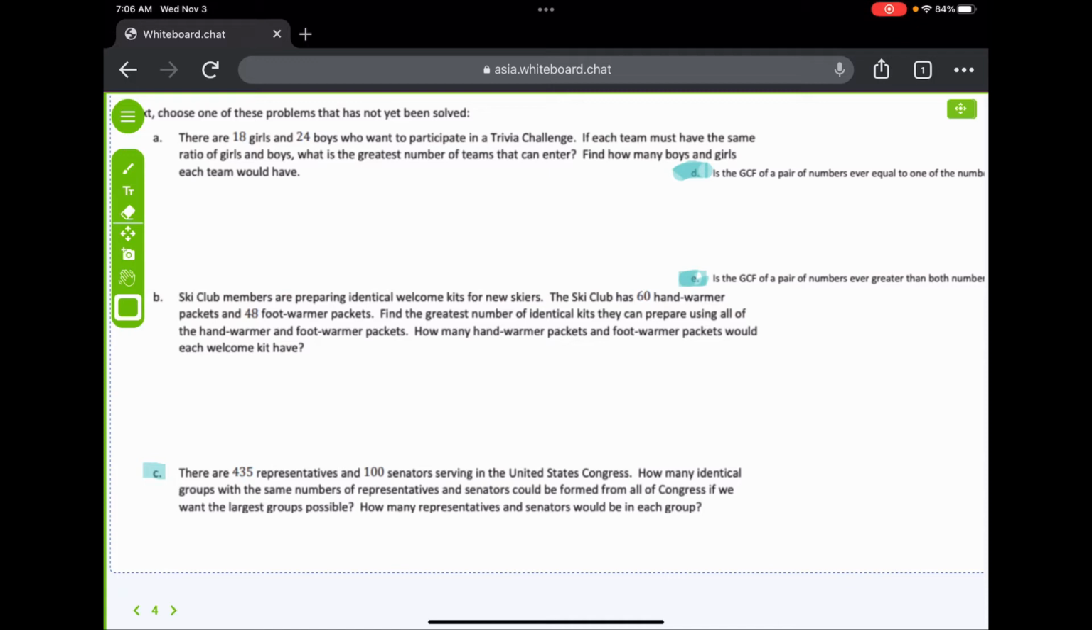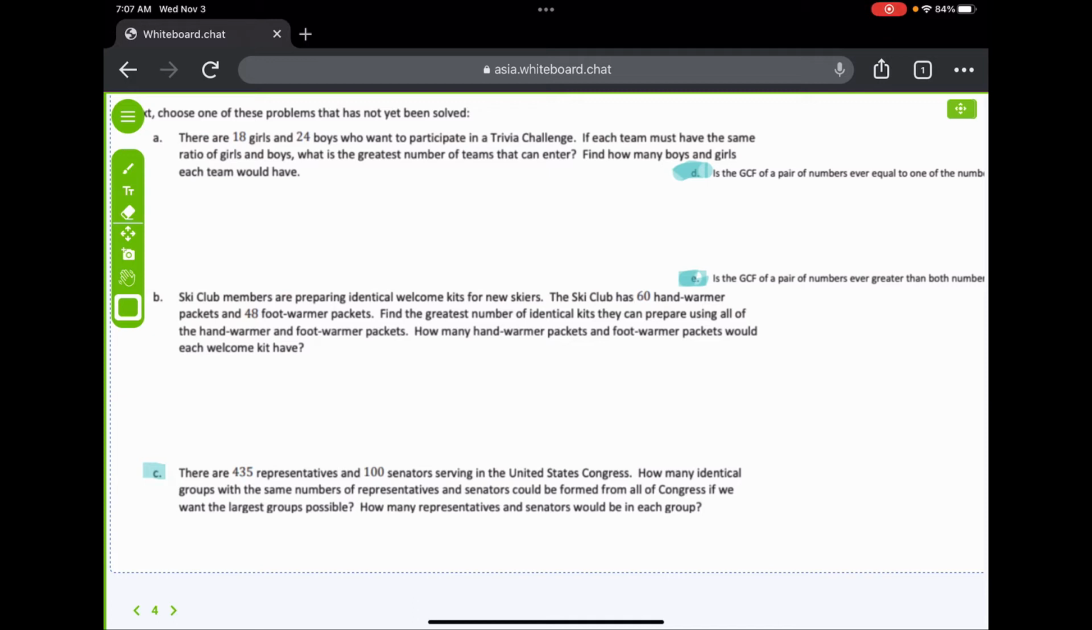It says, A says, there are 18 girls and 24 boys who want to participate in a trivia challenge. If each team must have the same ratio of boys and girls, what is the greatest number of teams that can enter? Find how many boys and girls each team would have. Okay, so we're going to have to list the factors of 18 and the factors of 24, and we're going to have to tell the ratio. If each team has to have the same ratio, what's the greatest number of teams that can enter? Okay, we're looking at how many teams they can enter.